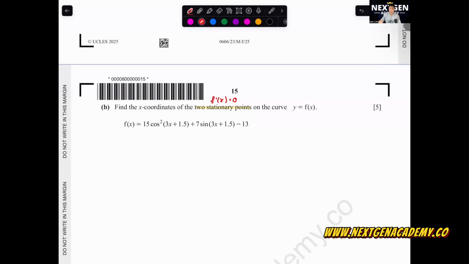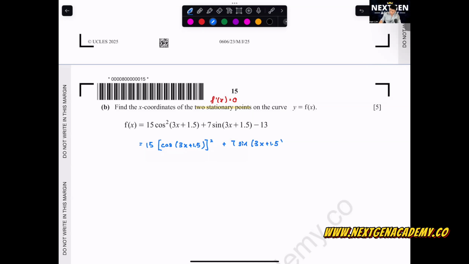Do you all know how to factorize this one? How can we rewrite this square first? Just in case you all don't know, we will write this as cos of (3x plus 1.5), the whole thing, squared. Then you are going to do a chain rule here. Whenever you see a power in the middle of any trigo, you have to change it into this form first. Then this one is a chain rule. You can write here, chain rule.